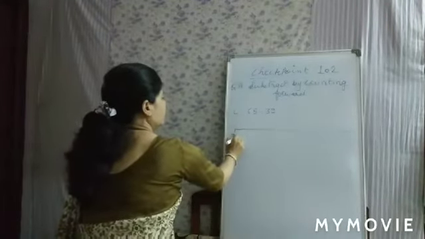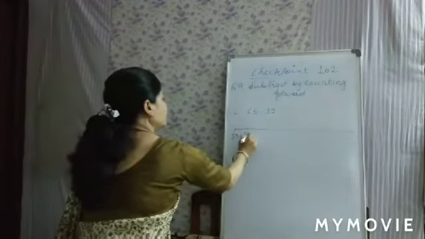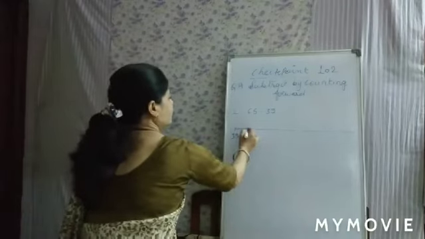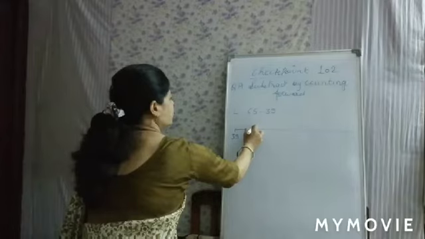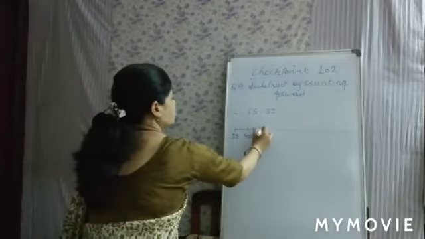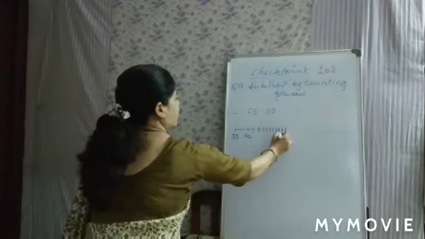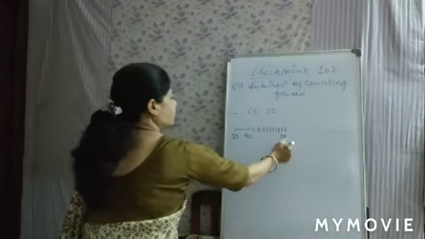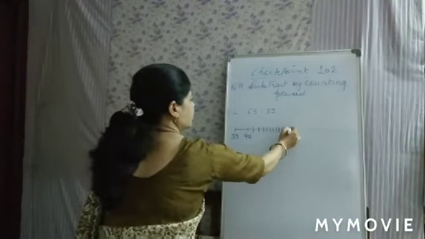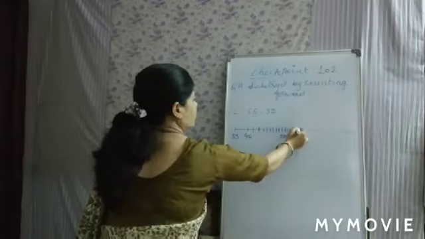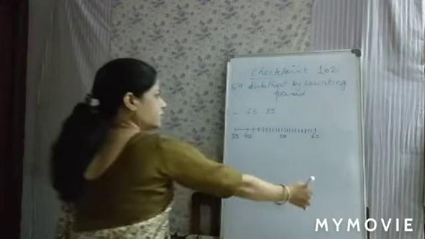The first number you have to write is 39. Then after 39 you have to write 40. Then you have to draw 10 lines after 40, 1, 2, 3, 4, 5, 6, 7, 8, 9, 10, and at the 10th line you have to write 50. Then again you have to draw 10 lines, and then you have to write 60.